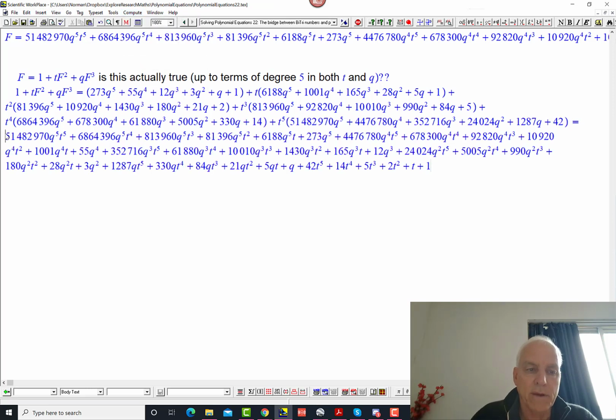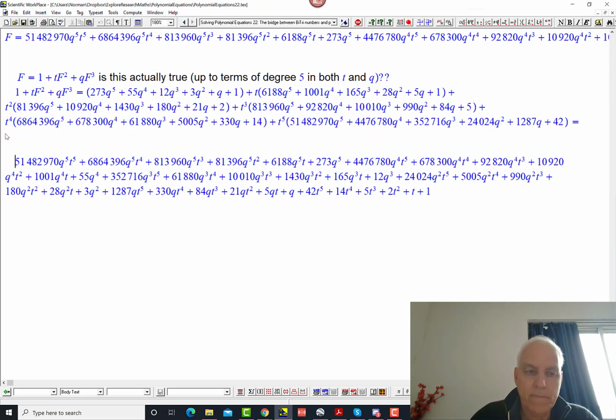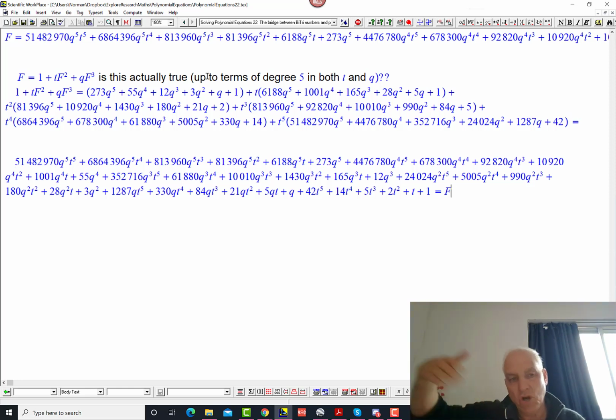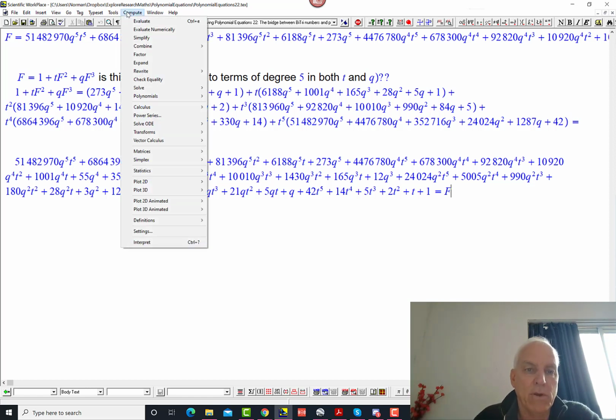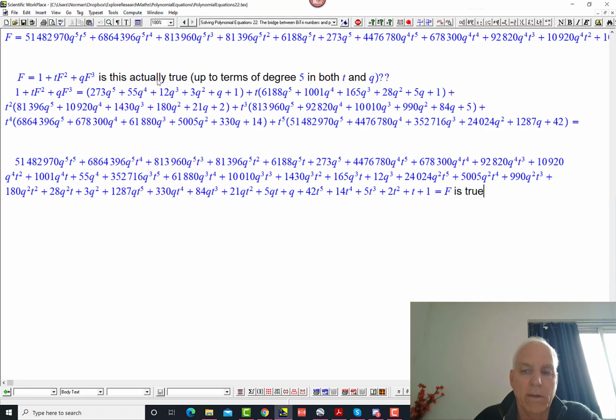All right, so that thing there. That's what we got, right? That's the right-hand side. And now I'm going to set this equal to f. So I've taken the right-hand side, I've expanded it out, I've chopped off all terms of degree higher than 5 in both t and q. I'm hoping that this expression that I have in front of me is actually equal to f. And I can do that by going to compute and check equality. Ladies and gentlemen, it is true.